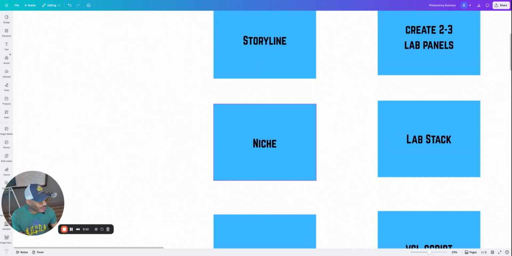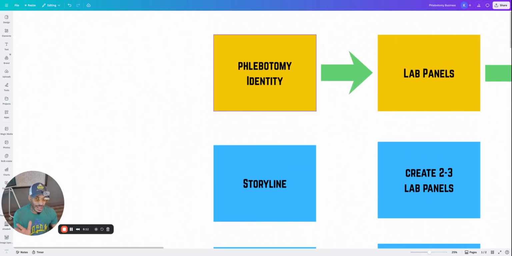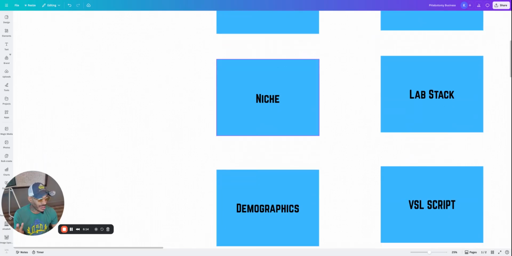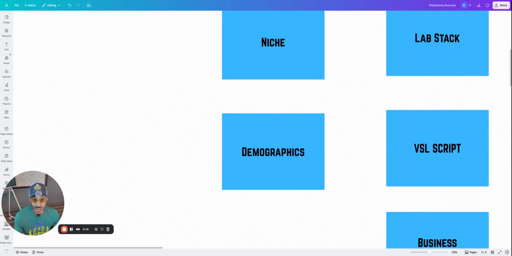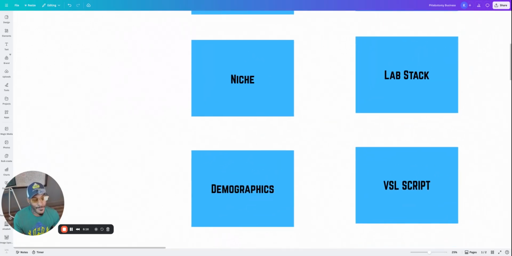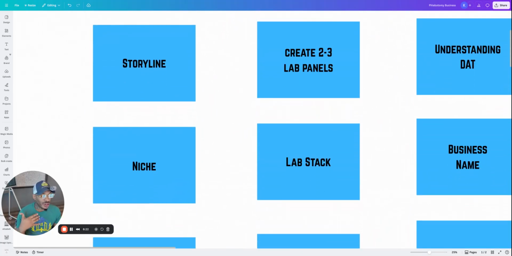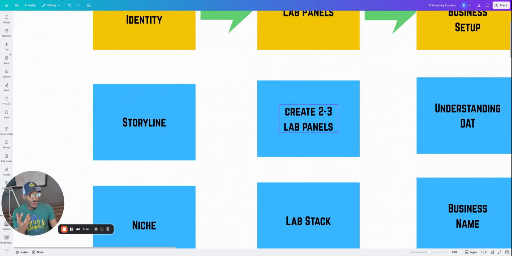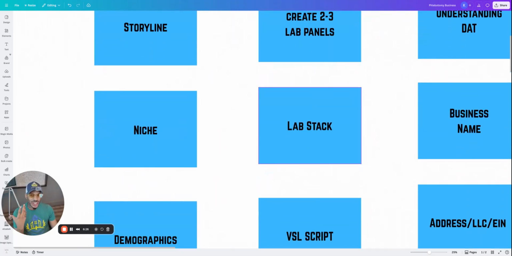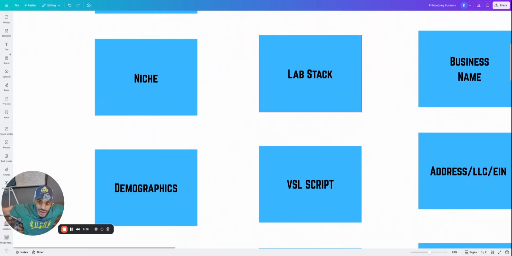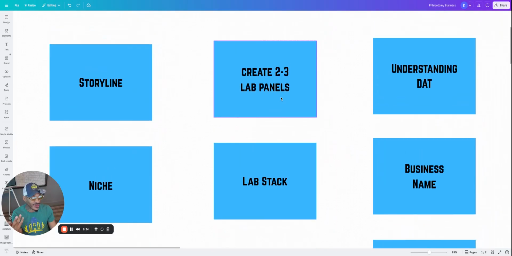So that's going to be the first portion, with your phlebotomy identity, because we've got to be able to tell people why we started this phlebotomy business in the first place, okay? And that's where it's going to start. The next one's going to be creating some lab panels. So you're the phlebotomist, you've got this storyline, you know who you are with your identity, you created your niche, you know who you want to focus on, you know your demographic populations and who's being affected by this disease. So now we're going to create some lab panels, okay?